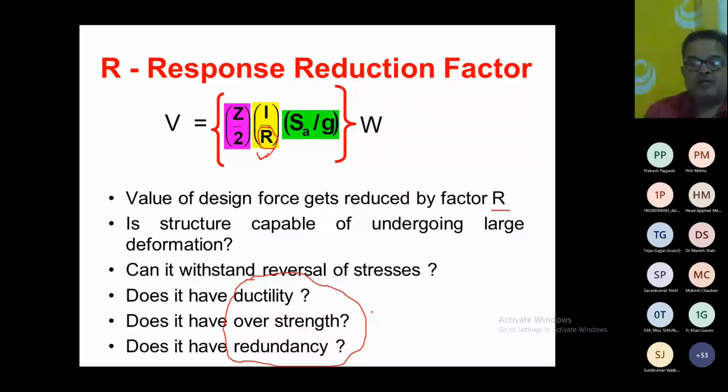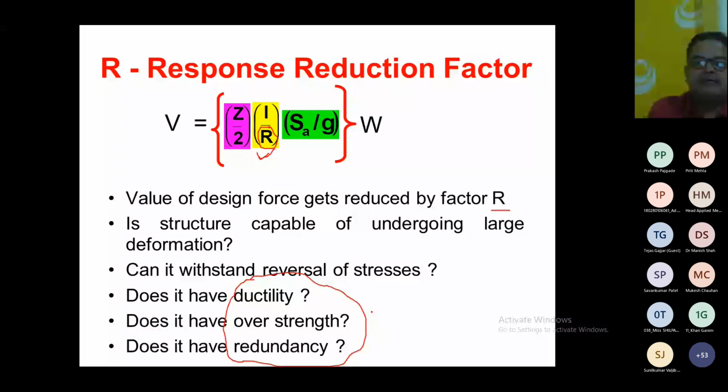right? So once your structure moves out of the elastic range, it enters into the inelastic range, and how much it will deform after yielding, that is nothing but ductility, right? Ductility and damage are both related. Ductility means the capacity to undergo large inelastic deformation. Inelastic deformation means permanent deformation, right?